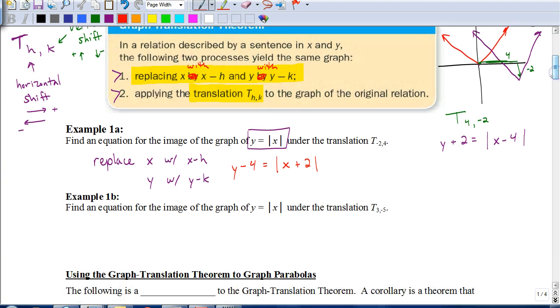Let's look at this next example. It says, find an equation for the image of the graph y equals absolute value of x. So again, this is my parent function. And this is my translation, 3, negative 5. Meaning this time I'm moving the graph 3 units to the right and 5 units down. So my equation would be y minus negative 5, which becomes y plus 5, equals, and in absolute value would have x minus 3. Again, not too difficult.